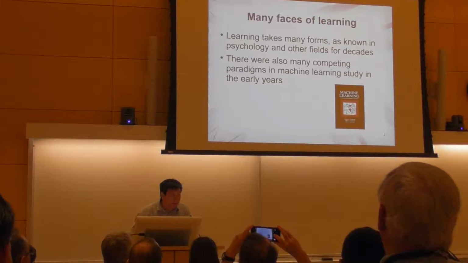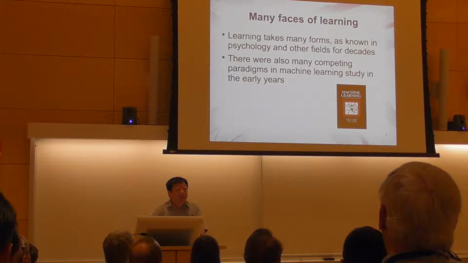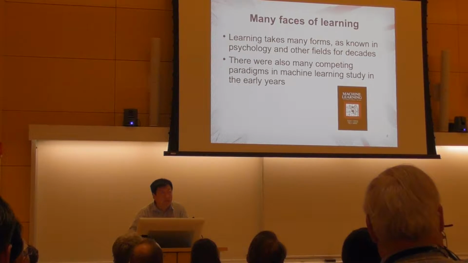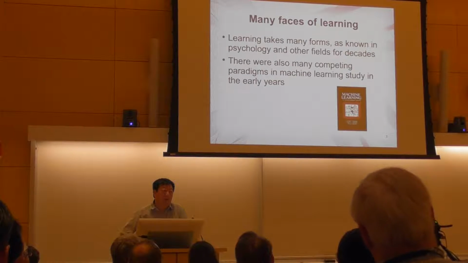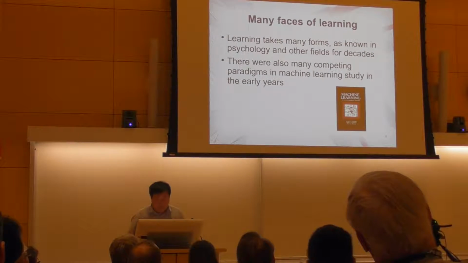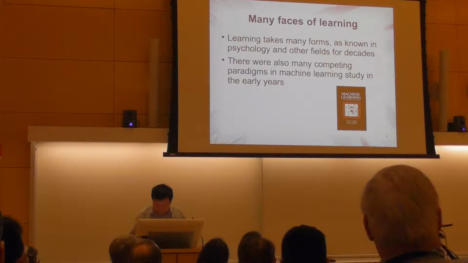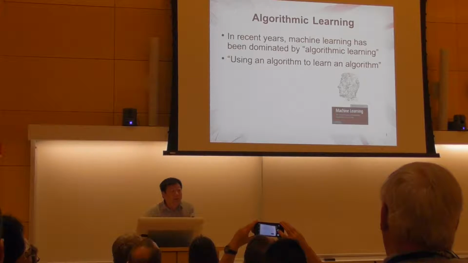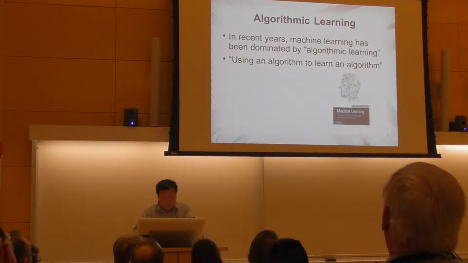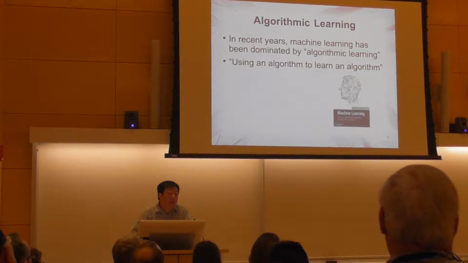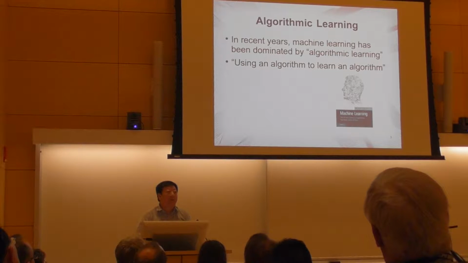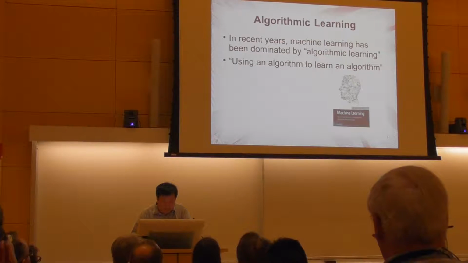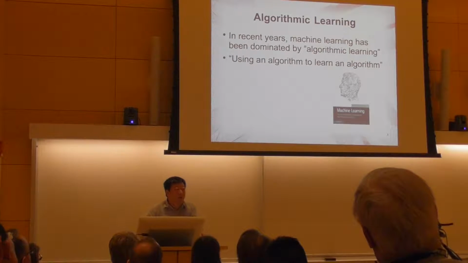I don't know how many people recognize this collection as one of the early collections of machine learning work. If you take a look at those kinds of collections, you will see many different understandings about learning, in the early days of machine learning study, in the early 80s. But if you pick a relatively recent machine learning textbook like this one, an excellent book, you will see that learning has basically converged to a dominant interpretation. That's what I call algorithmic learning. Why? Because it's using an algorithm to learn an algorithm.